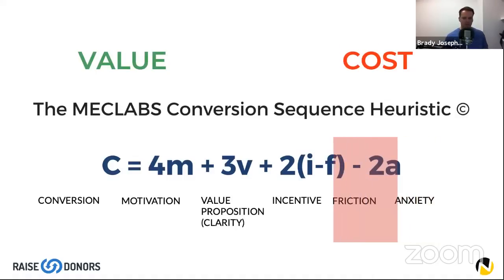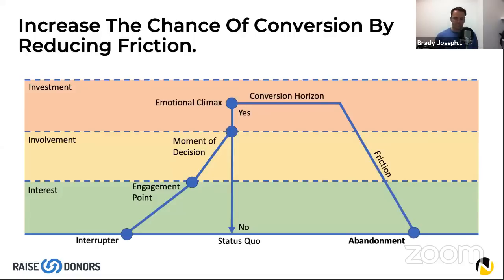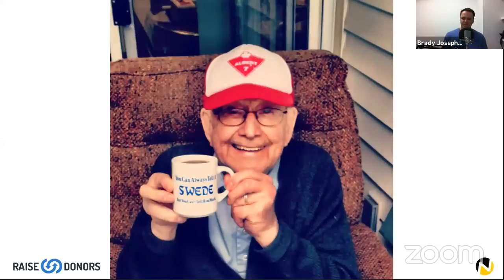So now we're going to move on to the friction side of things. Looking at that spark line of a donation, friction here is what can lead to abandonment. The more friction you have, the more likely someone is to actually abandon. So I love talking about friction because I think it's one of the easiest ways to improve the giving experience and see results. But it also reminds me of my grandfather.